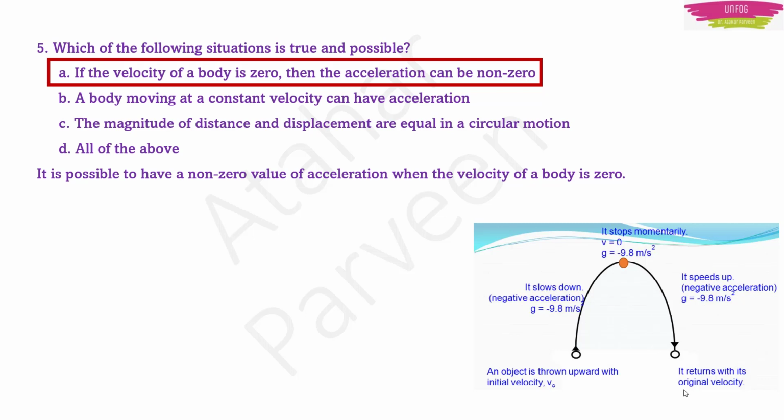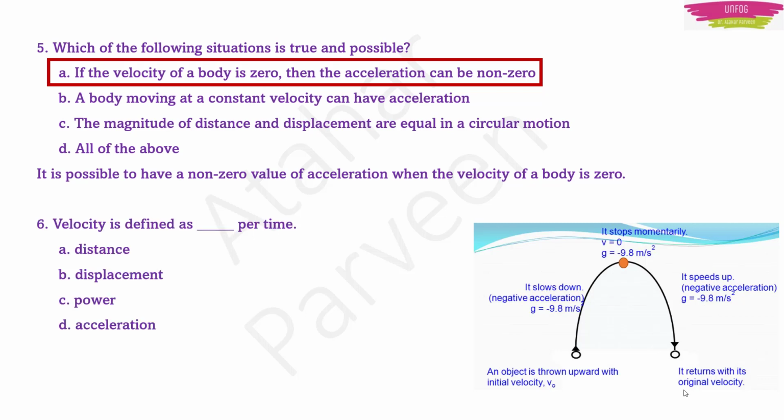Okay. Next question. Velocity is defined as dash per time. Of course, velocity is defined as displacement per time. If there was speed, we would say distance. Okay. You have to remember this. Distance is related to speed. Displacement is related to velocity, because in distance we will not see the direction. So we will say that speed is a scalar quantity. In displacement we see the direction. So we say that the body has velocity, meaning it is a vector quantity. Okay. So option B will be the right answer, because velocity is defined as displacement per unit time.